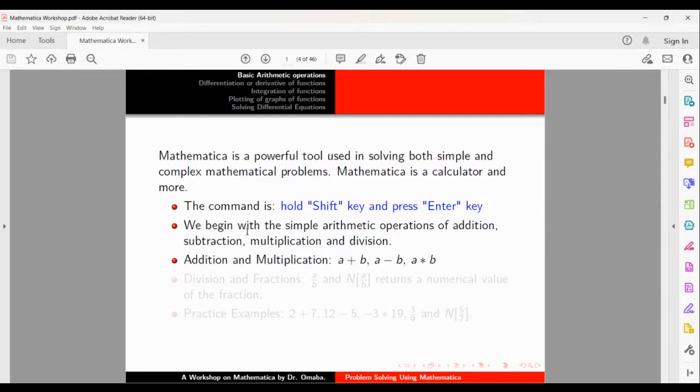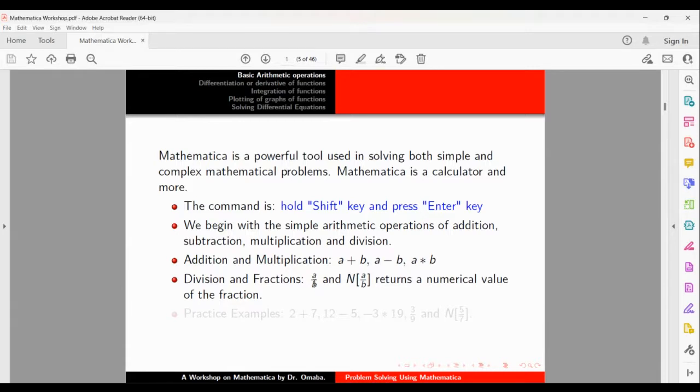For example, if you want to do an addition, you just quickly add two numbers. Just type A plus B. You hold your shift key and press enter, and it gives you the answer. Same as subtraction. Then for multiplication, you have to use the star to multiply. Then for division, if you want to divide two numbers, you can use the slash sign, and it gives you the number.